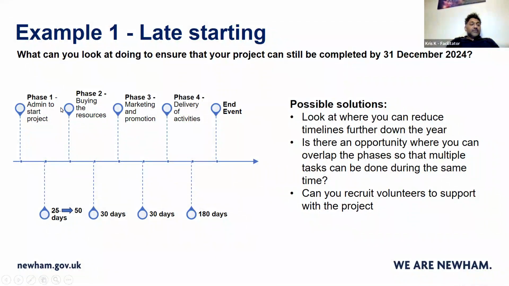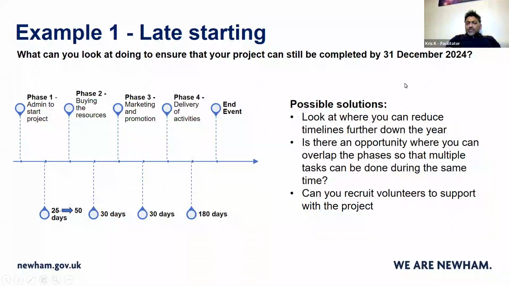That's eating into phase 2, which is buying the resources, because you would have received the money and then got started buying whatever you need to buy, purchasing what you need to purchase. That particular phase takes 30 days. Phase 3, as an example, is marketing and promotion. Again, you've put down 30 days for that. Phase 4 is the delivery of activities. You've got 180 days for that delivery, and then for this example project, you've decided to have an end event as well.